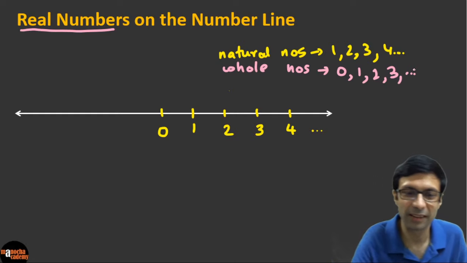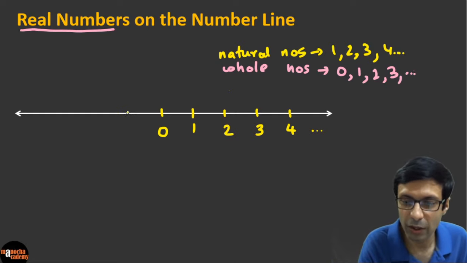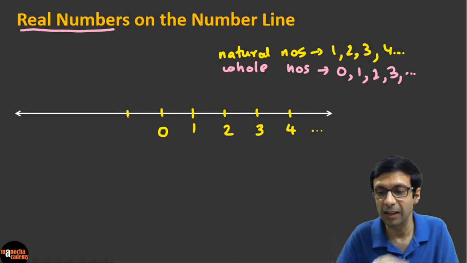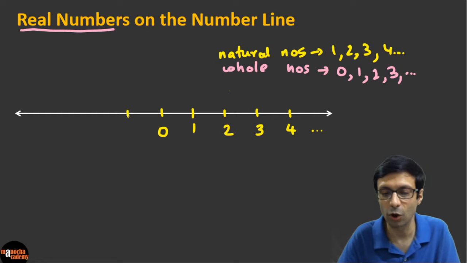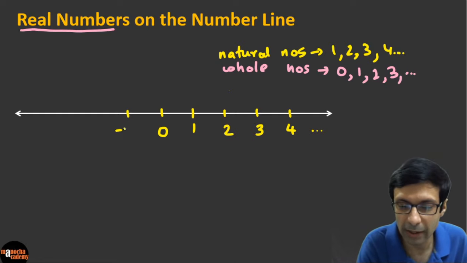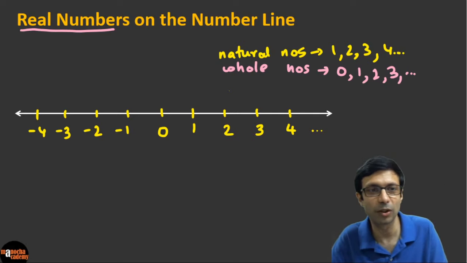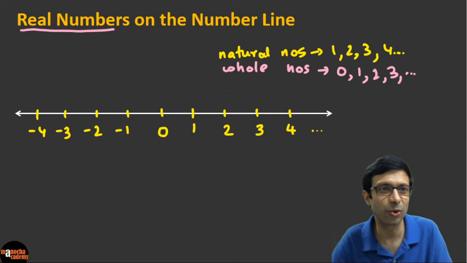Superb, right? So we have the natural numbers here, and if you add 0 together, these guys are called whole numbers. And we can also add these negative numbers here, like minus 1, minus 2, minus 3, minus 4 and so on, on this number line. So I'm adding these numbers on the number line. So what is this whole set known as?